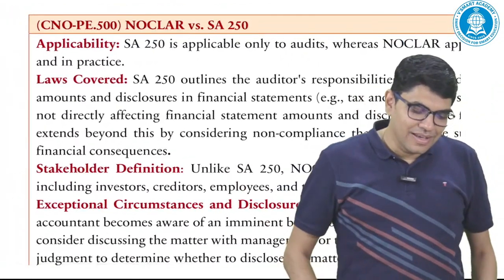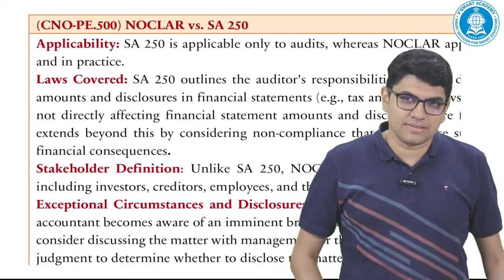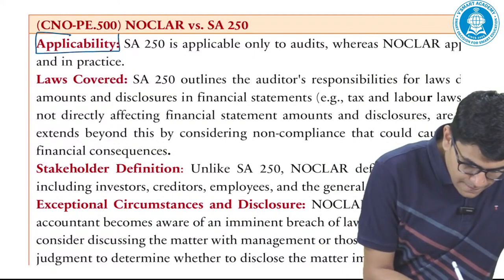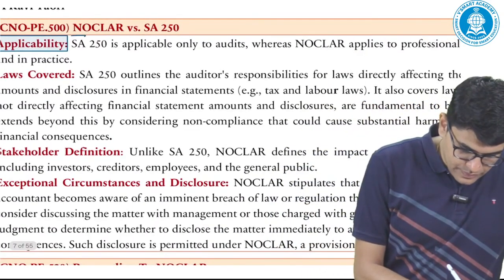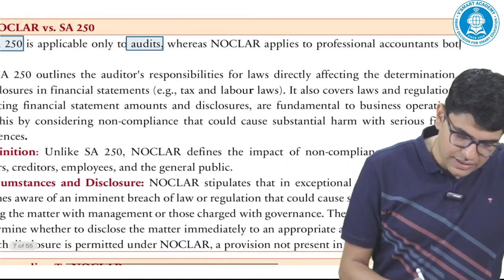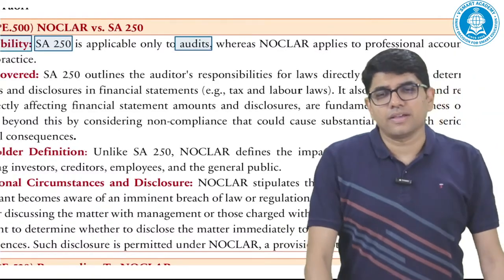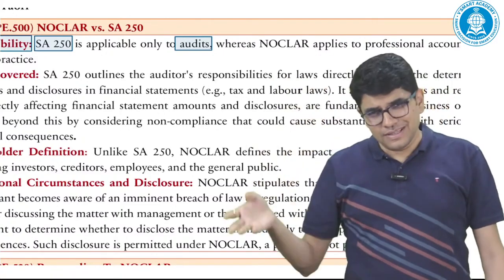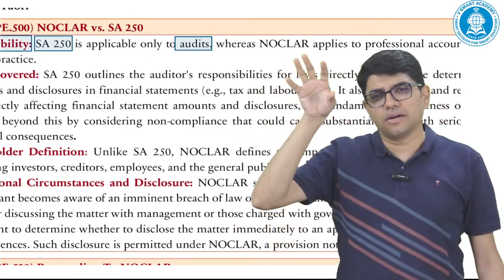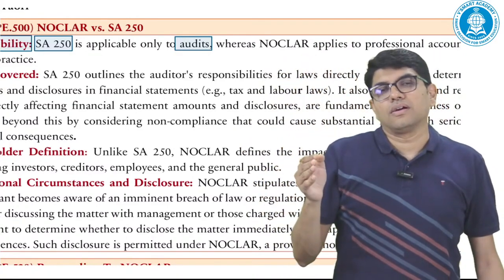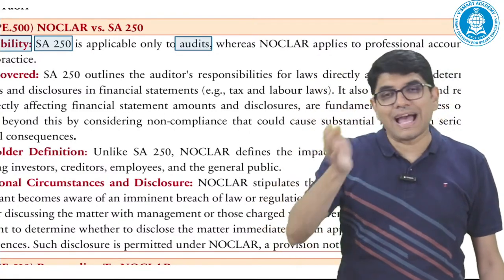Applicability. SA 250 is applicable only to audits, whereas NOCLAR applies to professional accountants. Let me first give you background of SA 250. SA 250 is a standard which explains, we are going to see this standard in detail, the responsibility of the auditor when he is dealing with laws, rules and regulations applicable to the client.